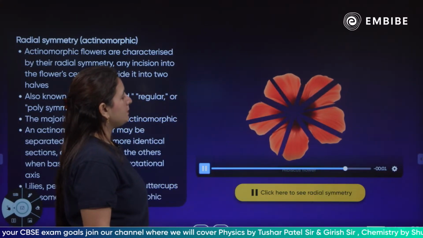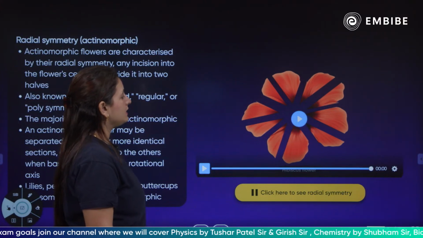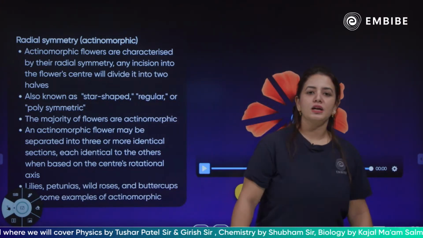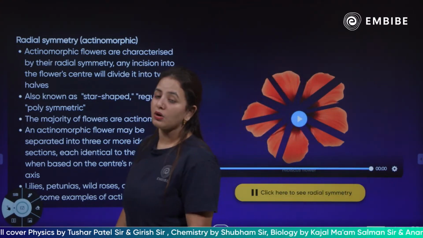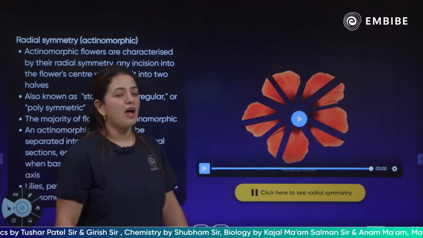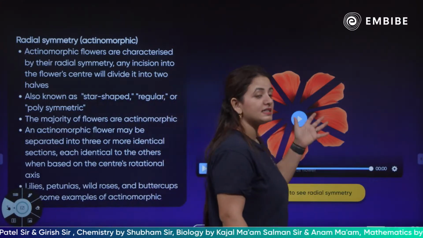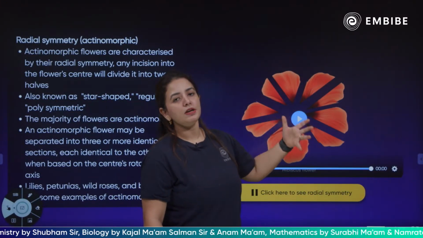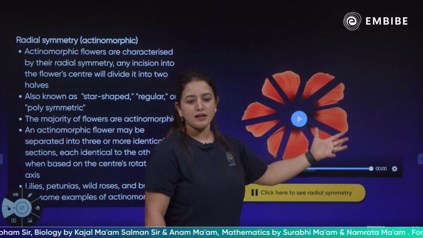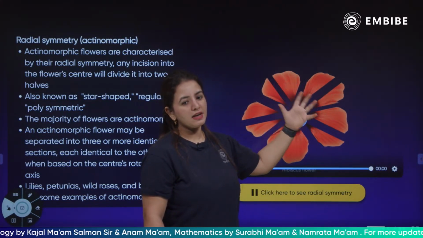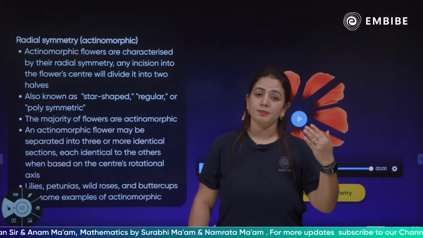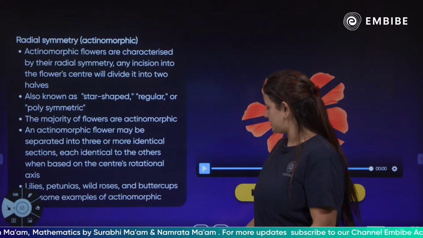See, all the parts are technically equal, and this is the hibiscus flower. This is the hibiscus flower showing us the radial symmetry, or the actinomorphic flowers. Now, you must have understood that when I said cutting from any radial plane, it will divide into all identical parts. Clear?